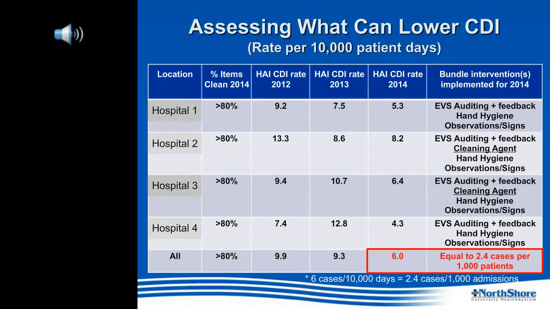Briefly, I just want to finish with these 2 slides showing that when you have a high level of disease, and the third column from the left is our healthcare-associated CDI rates for our 4 hospitals. In 2012, we wanted to get the rates down. We actually tried 4 different interventions in our 4 hospitals and then combined them all in 2014, and by doing so, we reduced our C. difficile infection rates to very, very low levels, to 6 per 10,000 patient days, which equates to 2.4 cases per 1,000 patients.